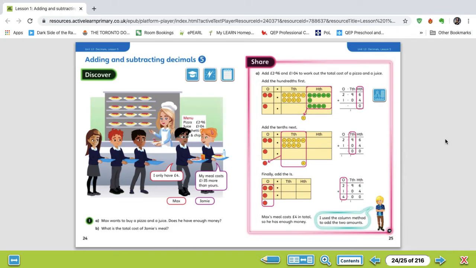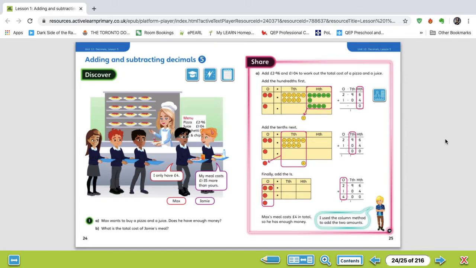And adding and subtracting decimals, lesson 5, the last one for this week before we move on to something different next week. Right, so this one we're looking at money. Okay, so this shouldn't be too hard, but this is also a really good life skill for us to be learning as well. Okay, so we've got Max and Jamie.